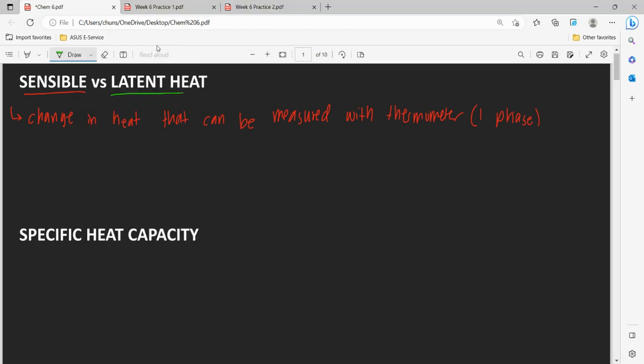Now, latent heat, on the other hand, is change in heat within phase change. So these are certain properties about the heat that can't be measured just with a thermometer. So once we explain it, it will start to make more sense.